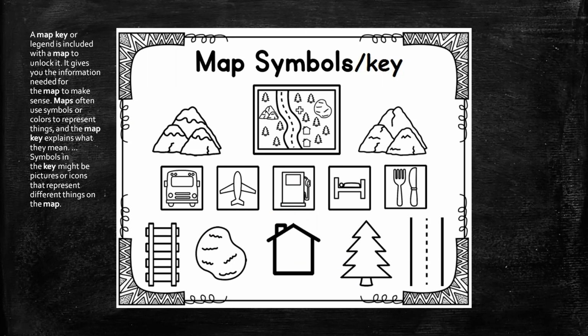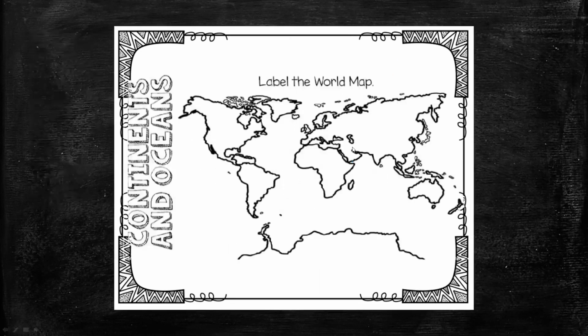So if you want to go from one direction to another, you do know that this probably is an airport, this is a gas station, and what direction you need to take to reach these places. So symbols in the key might be pictures, or they can be icons, and sometimes some maps use colors as a key as well. And next, I want you to label this world map in your head.